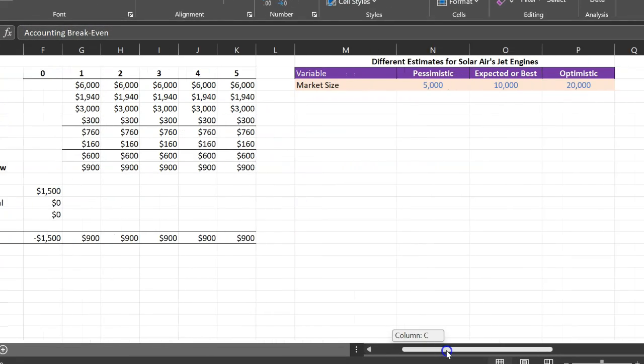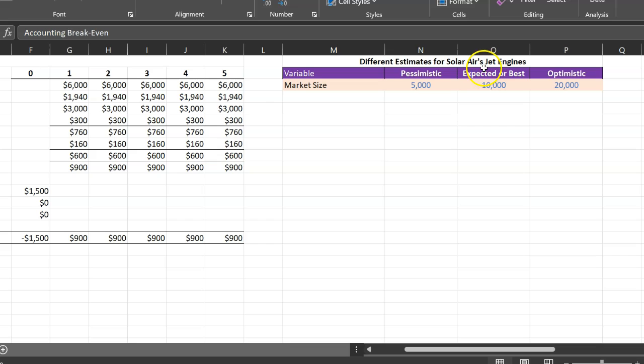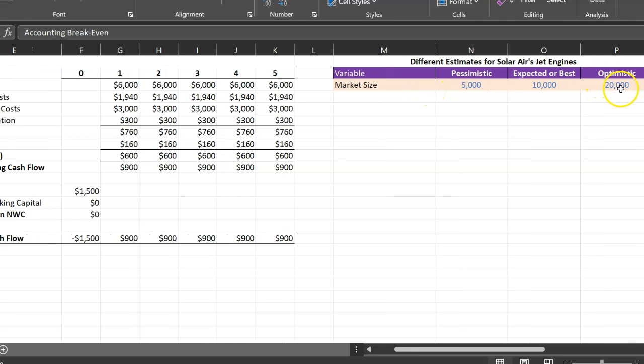I'm going to create a table here, which essentially says, you know what? Let's take market size, for example. Yes, granted that I'm expecting market size next year to be 10,000 jets per year, but let's suppose that the market is not going to be as good. My pessimistic estimate is that market size is only going to be 5,000 jets for the entire year. If I'm being very optimistic, maybe it's going to be 20,000. So I have the best case scenario, then I have the pessimistic scenario, and then I have the optimistic scenario.